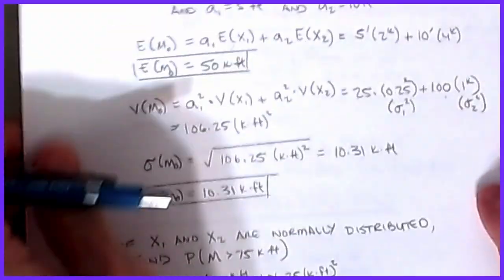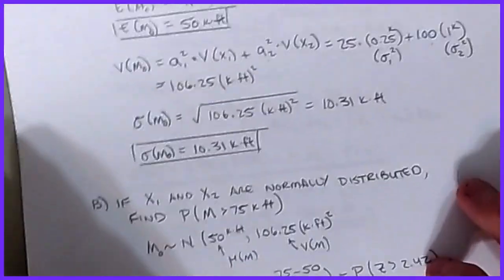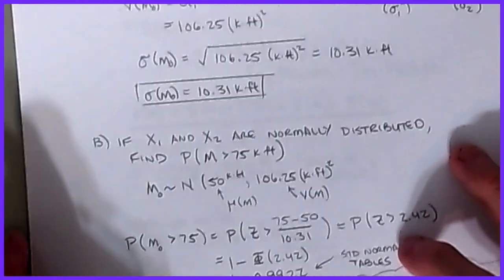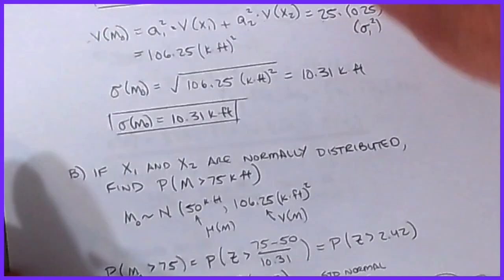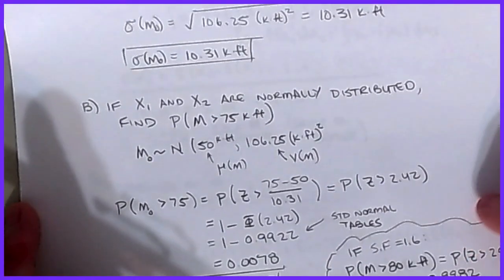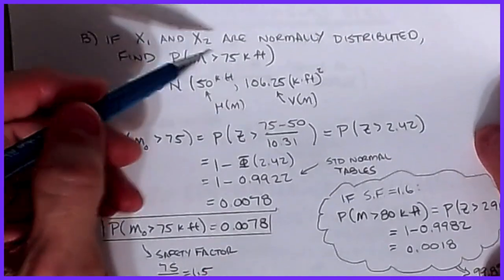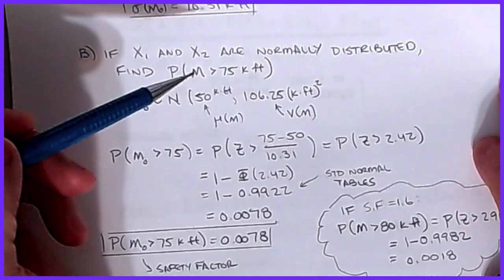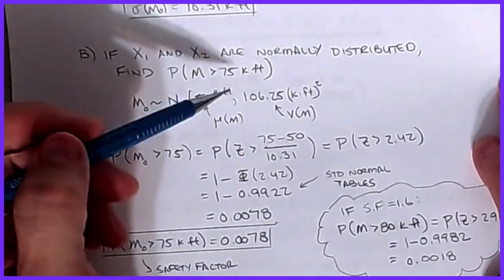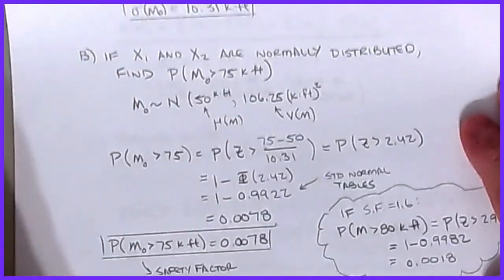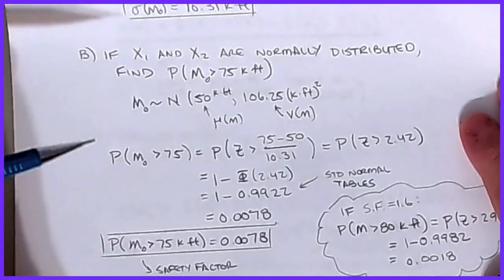Now we can start looking at something like what we did with the distribution of the mean in the last video. We can start playing some probability games here. Let's just choose a number at random. If x1 and x2 are normally distributed, then the linear combination of them will also be normally distributed. Let's find the probability that our moment, M naught, is going to be greater than 75 kip feet.